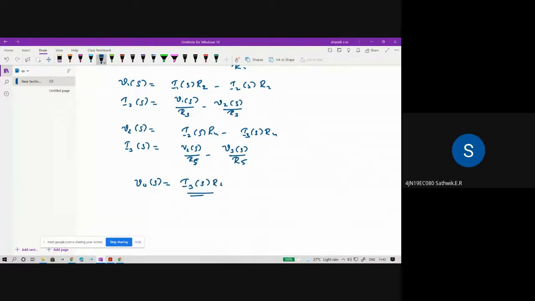Write the signal flow graph for this. Whichever is negative, make it a feedback path; whichever is positive, make it a forward path. But here it is I1 of S into R2 minus I2 of S into R2. What is the gain here? In the previous case it was 1 over R1, 1 over R2, 1 over C1, but here the gain is R2 only, and here the gain is only R4, and here only R6. So write the signal flow graph, then extract and write the overall transfer function.